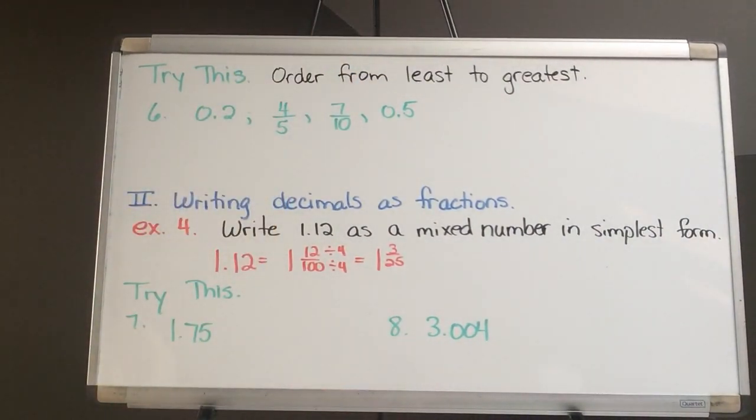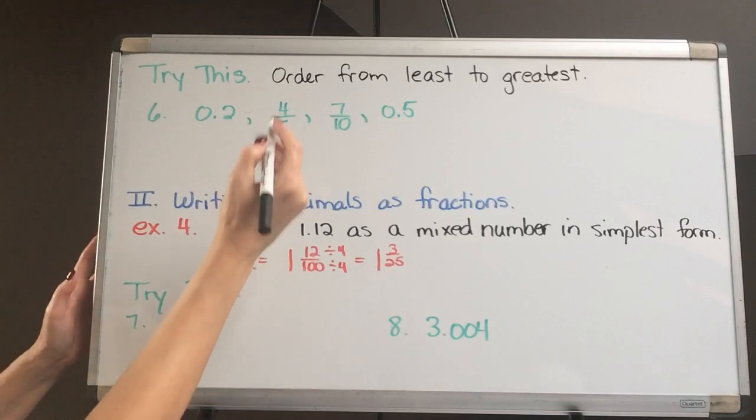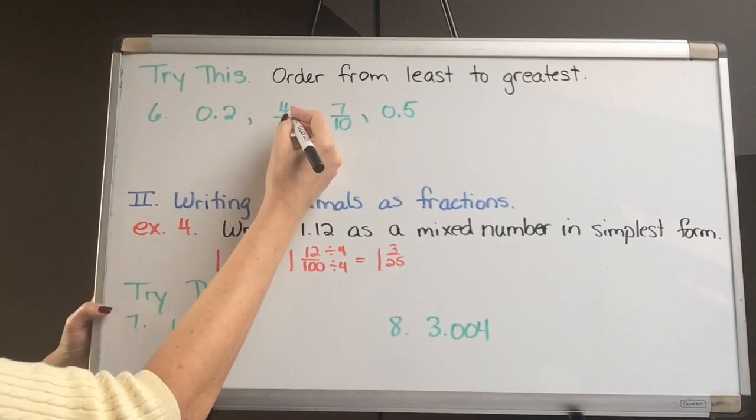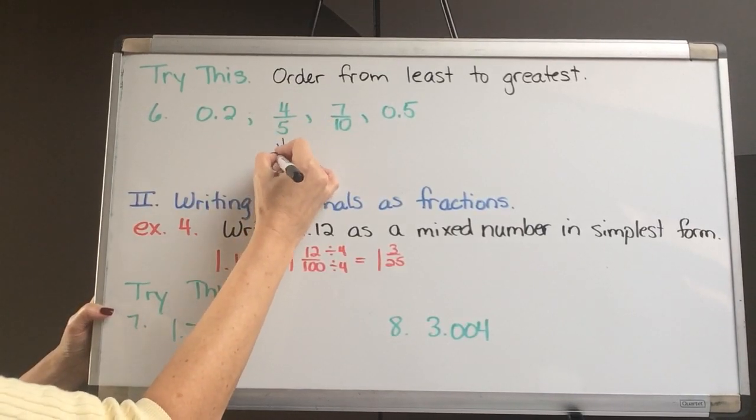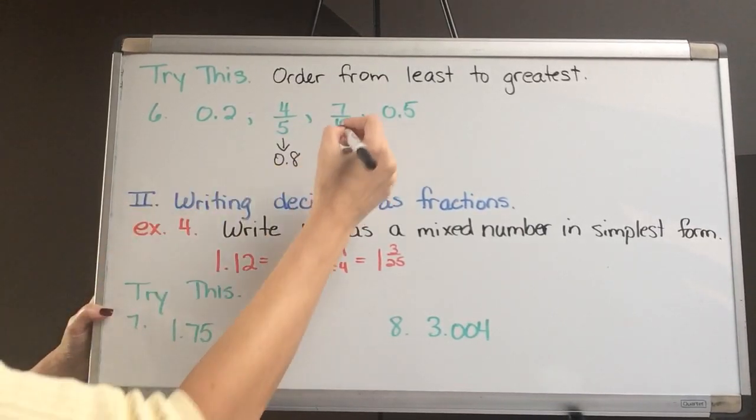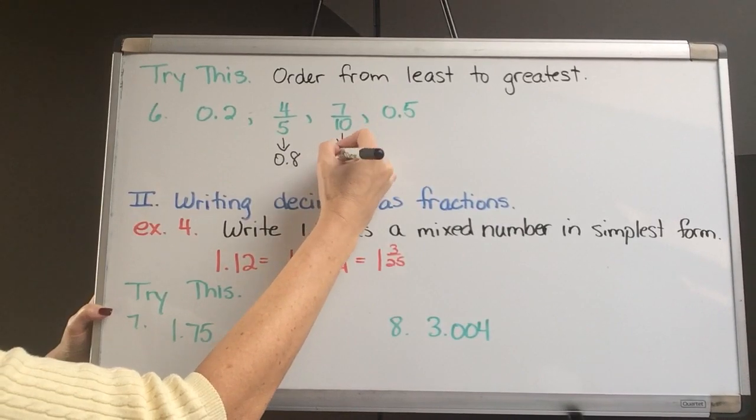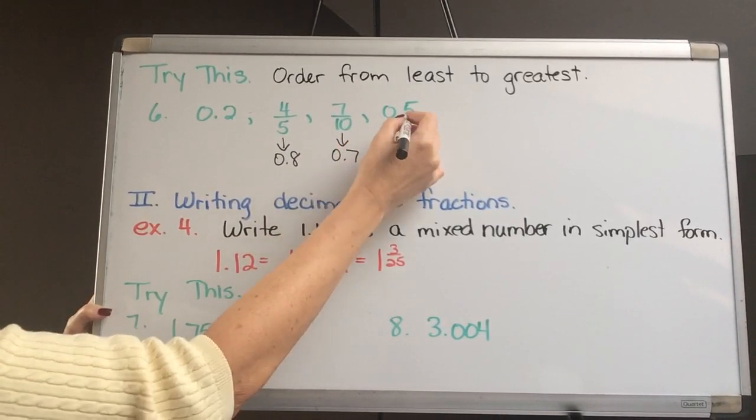All right, so let's try one. 2/10, 4/5, 7/10, and 5/10. All right, so I'm going to change this, and then I know that 4/5 is the same as 8/10, or that's the decimal point, 0.8. 7/10 becomes 0.7, and then I have this.